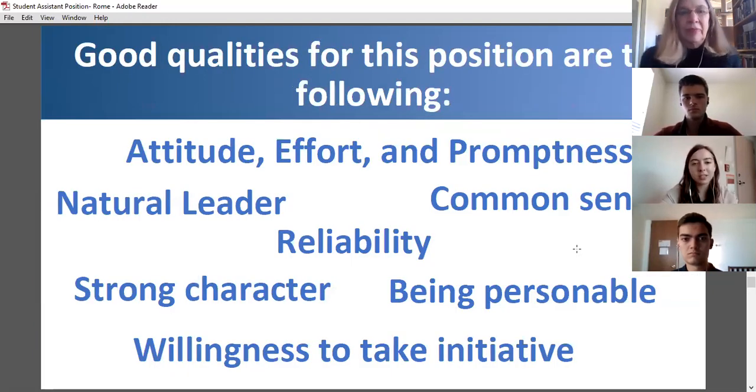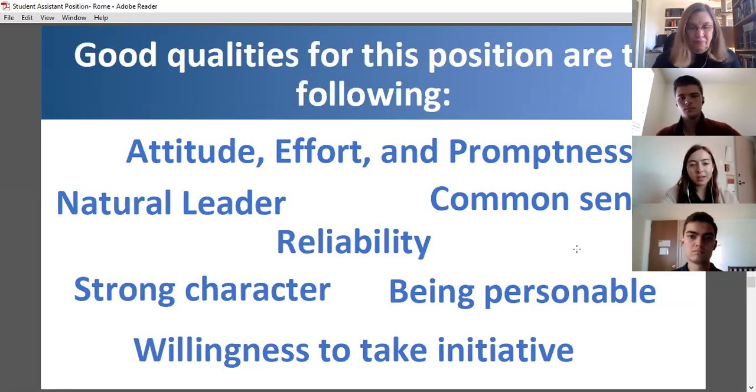If you could move to the next slide. I would say just about all of this is going to help you. You're going to have to be personable and be able to help other people, but also manage your time as well as possible, and take initiative in situations that might be a little bit difficult to deal with.